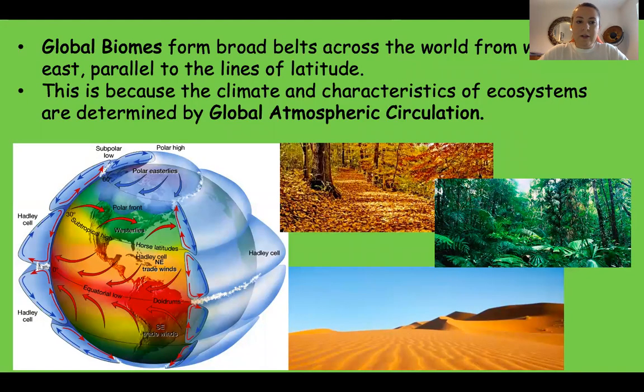So some more notes for you. Next bullet point, global biomes form broad belts across the world from west to east, parallel to the lines of latitude. Next point, this is because the climate and characteristics of ecosystems are determined by global atmospheric circulation. So it's linking back to that first topic now, okay?